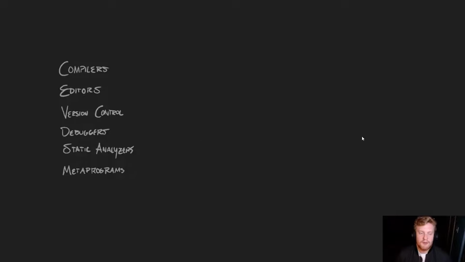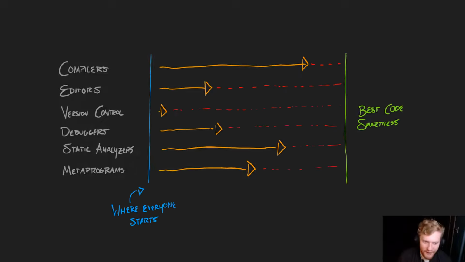And to provide a little bit more insight into why we think this is such a significant benefit, I want to bring to your attention on the left-hand side of this slide, I have a list of all the tools that you probably work with all the time. So we have compilers, editors, version control, debuggers, static analyzers, metaprograms, and we touch those always. What we can think of all these programs as doing is trying to get to code smartness to some degree. Some of them don't really try at all, like version control, but compilers obviously have to try really hard to get from the left-hand side, the blue line, where everybody starts, to the right-hand side, the green line, where it's the best possible code smartness you could ever imagine, right?